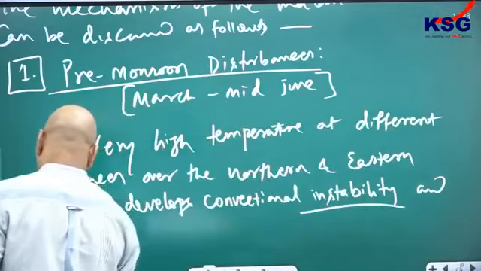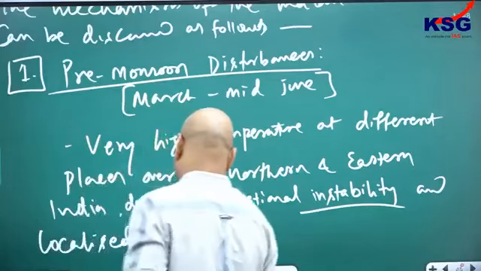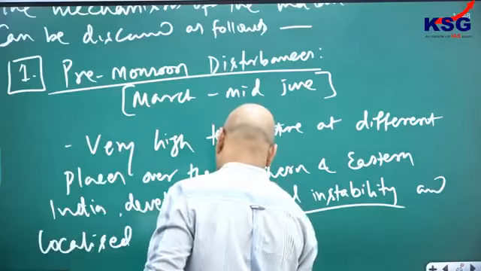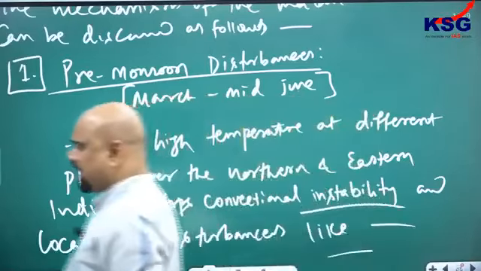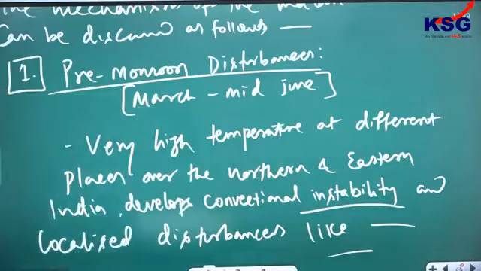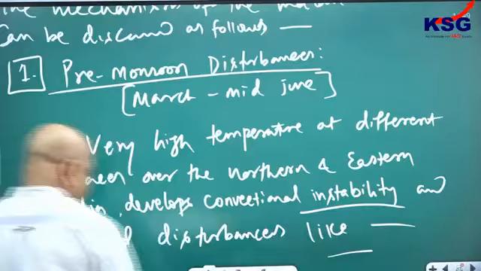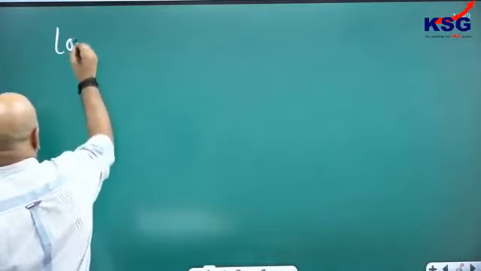localized disturbances. What are those? Let us see, and we can give some example even of this. Please note down first. Lu.